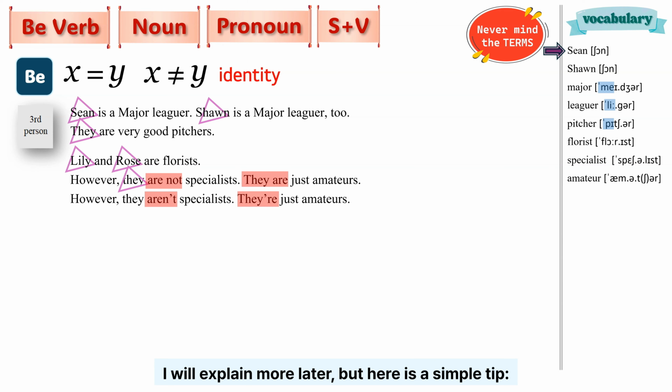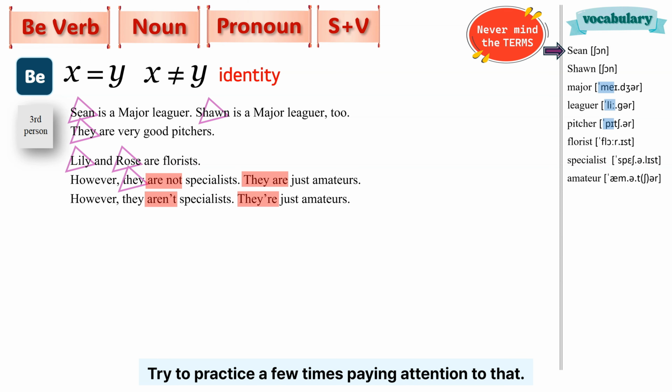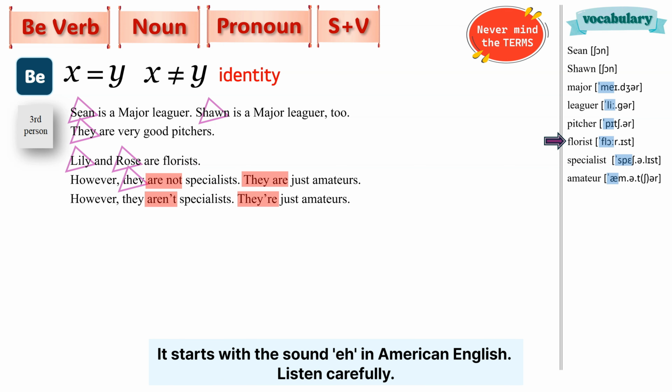I will explain more later, but here is a simple tip. When you say the L sound, think of a very light ool sound before it. Try to practice a few times paying attention to that. Listen carefully to the stress and pronunciation. Amateur does not start with ah. It starts with the sound eh in American English.